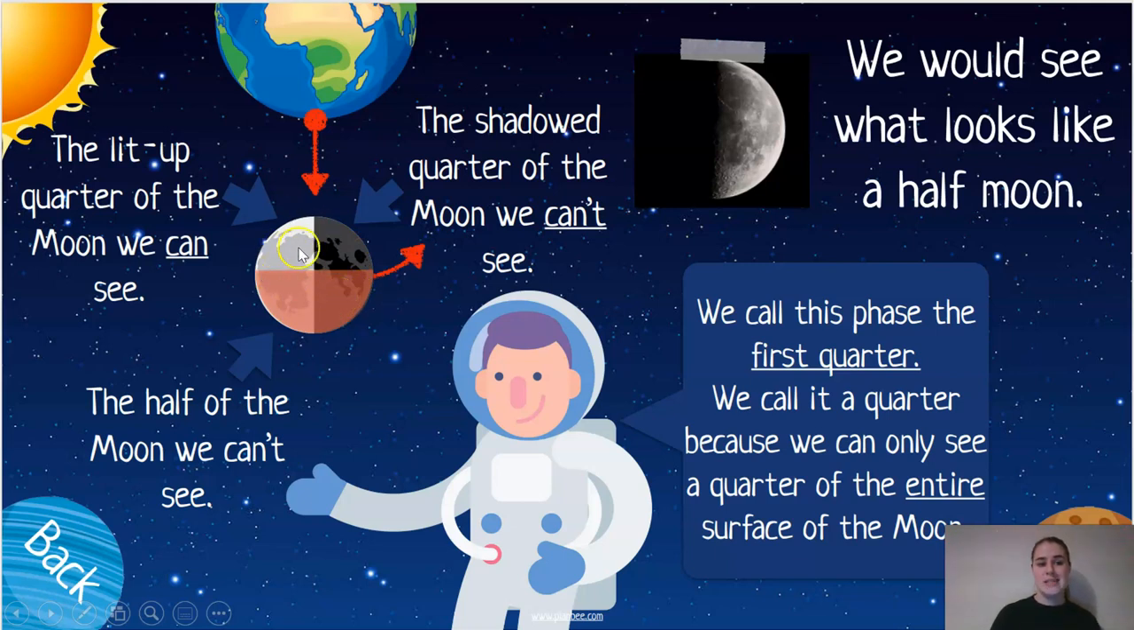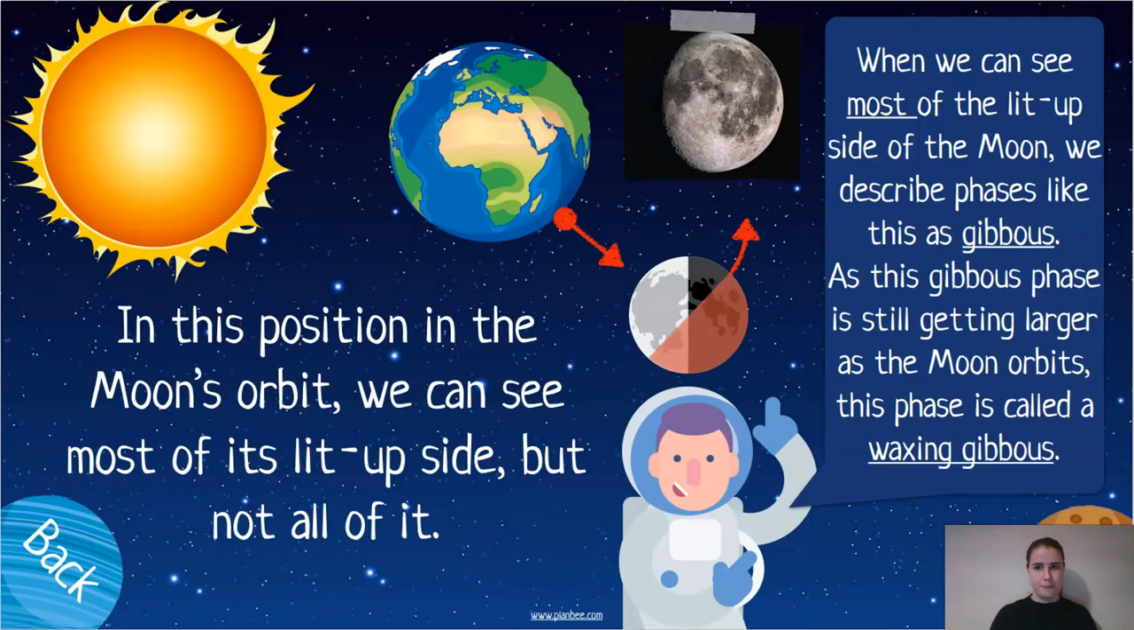So we can actually only see 1/4 of the moon at that point in time because the sun's coming from this direction. Okay, so when we only see that first quarter there, okay, that phase is known as the first quarter, and that's because we can only see 1/4 of the moon at that point in time. So in this position, in the moon's orbit, we can actually see more of its lit up side here.